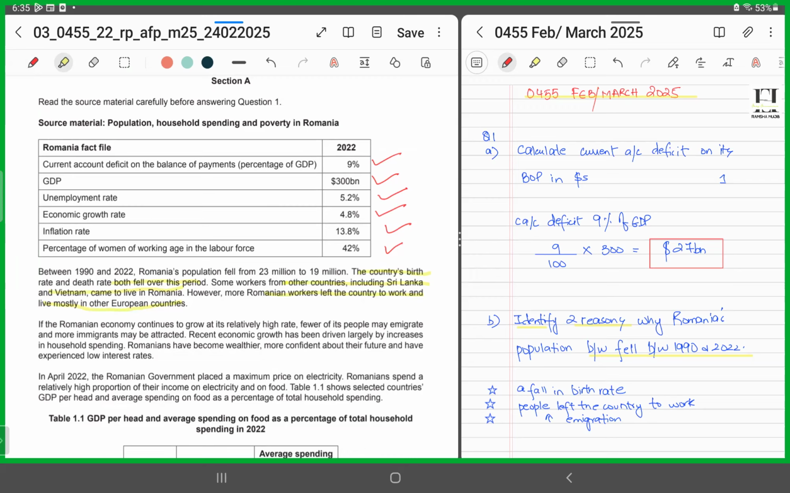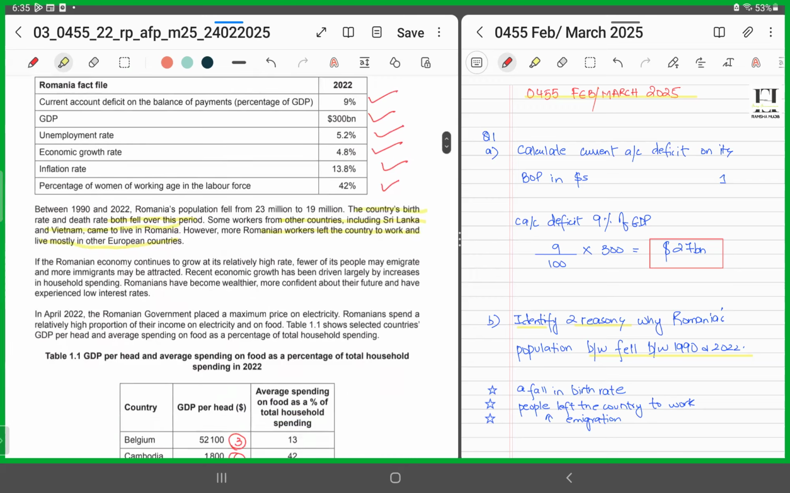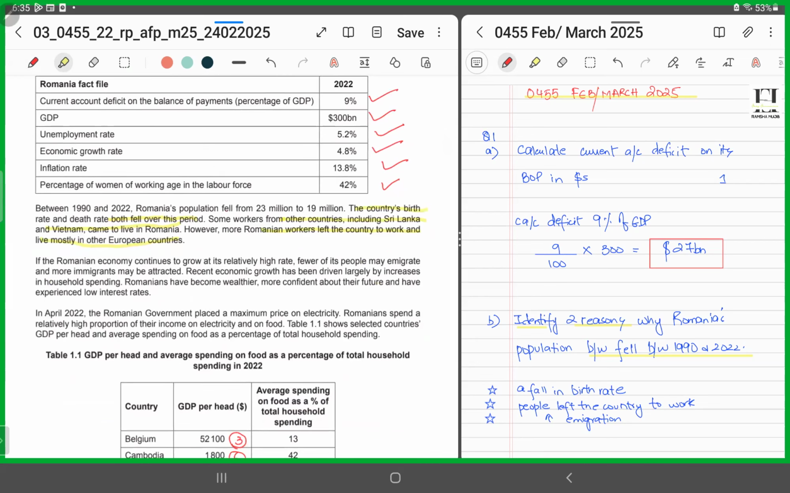Now, the second paragraph talks about the growth rate, and it says if the Romanian economy continues to grow at its relatively high rate, fewer of its people may emigrate and more immigrants may be attracted. Now, they are saying if the country continues to grow at this growth rate, the possibility is that fewer people would be leaving Romania and more would be attracted to come and reside over here.